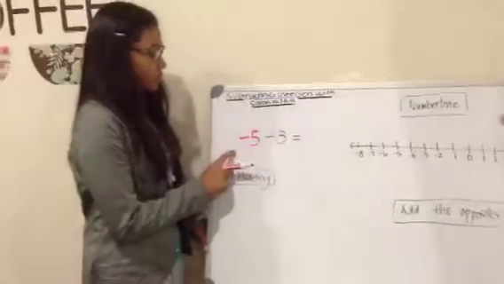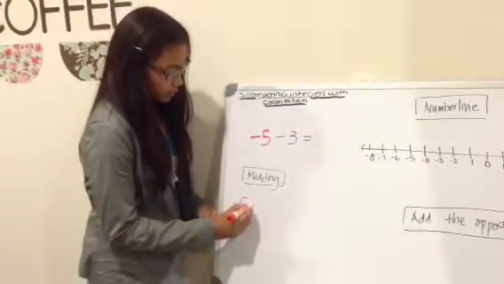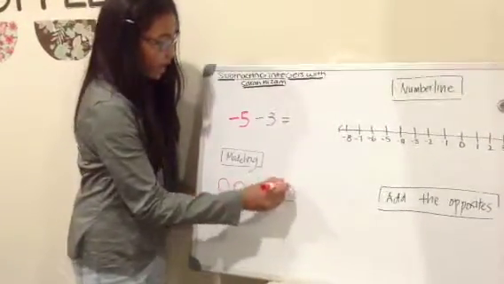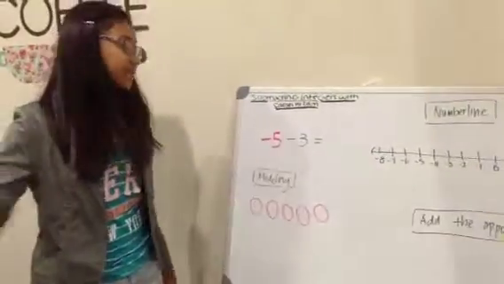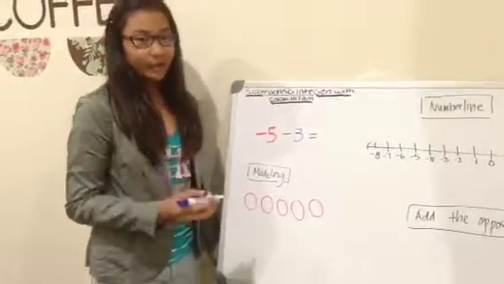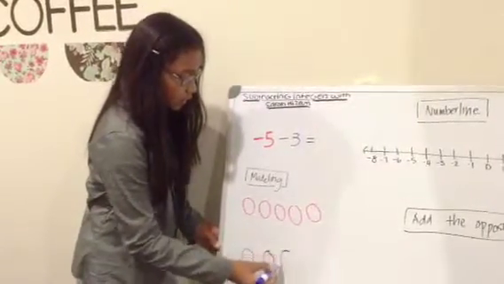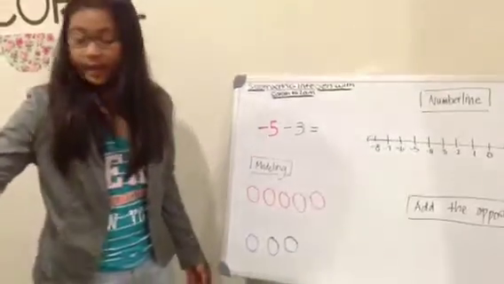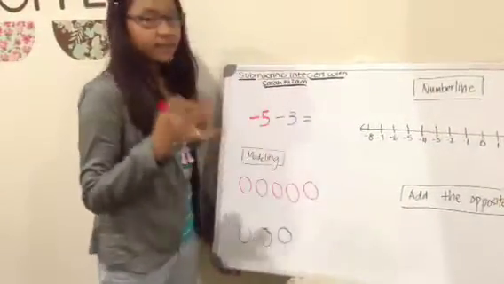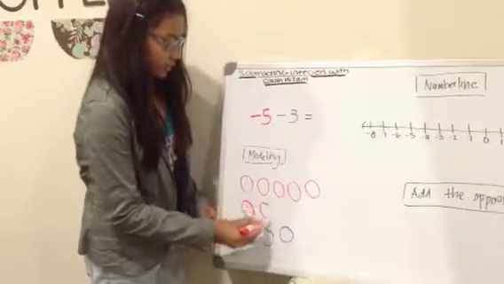Like said in the problem, it says to draw 5 negative counters. 1, 2, 3, 4, and 5. Then it says to subtract 3. But right now, I can't subtract 3, so I'm going to add 3 positive counters. 1, 2, and 3. Now we have to make 0 pairs. Here it says to make 3 0 pairs. So I'm going to add 3 negative counters.